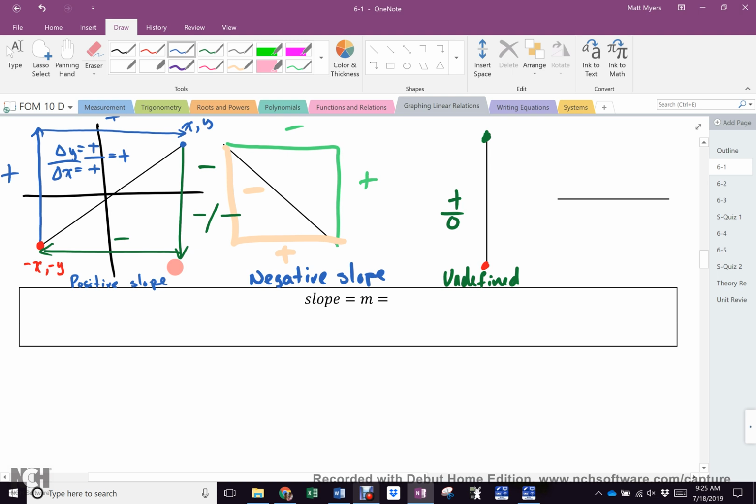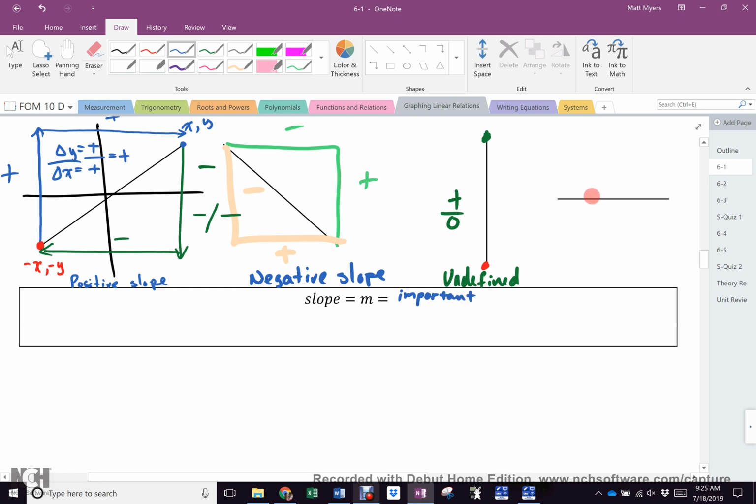We all already know slope equals m, but you'll notice I got a whole bunch of space here because slope equals a lot of crap. The first thing we're going to write is slope equals important. Oh, I didn't finish at the top.